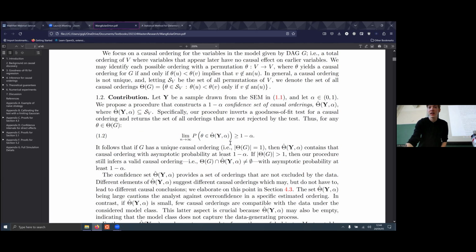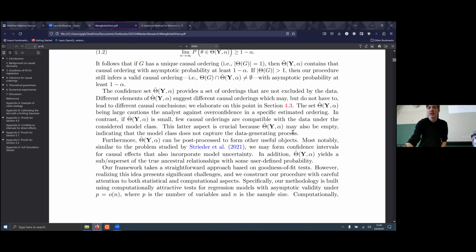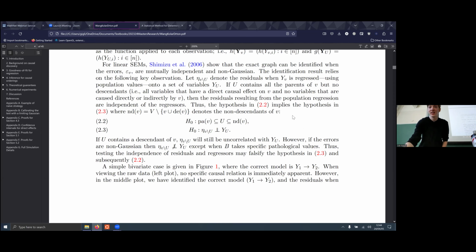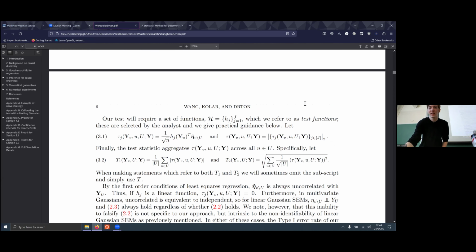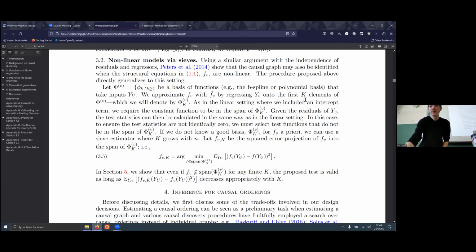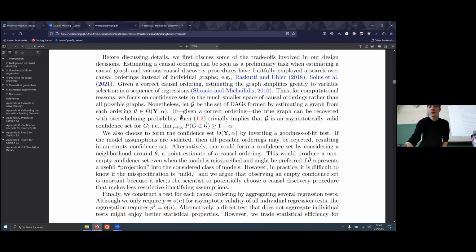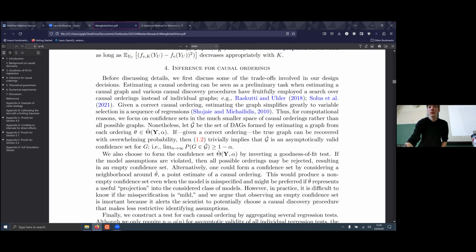They haven't. I did not find that. That was actually a question I did have, whether they were actually getting small sets or not. Sometimes there is more than one causal ordering or graph.